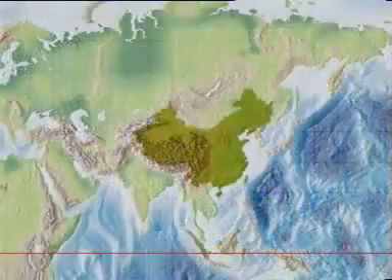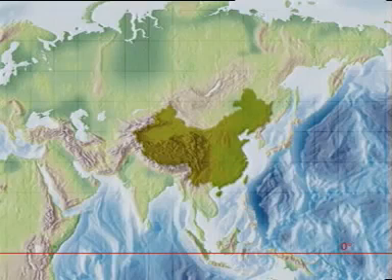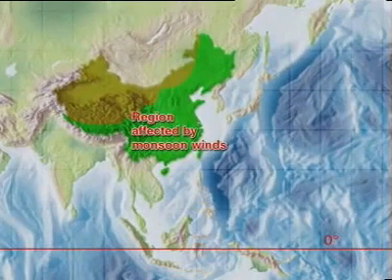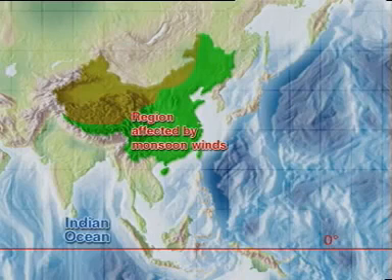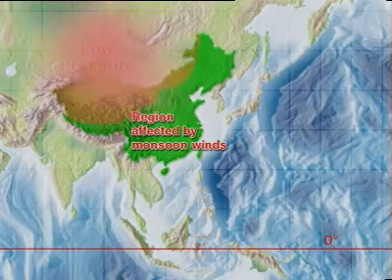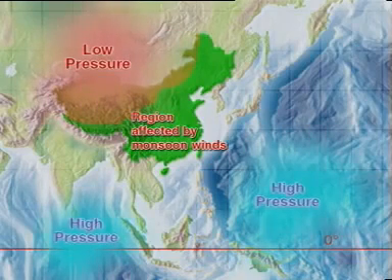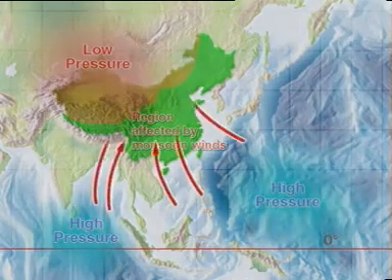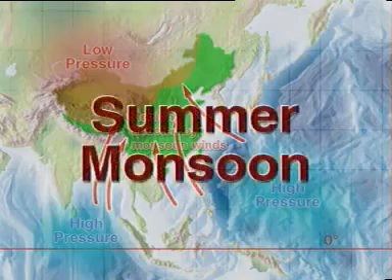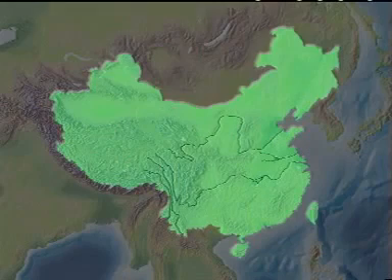Now let's talk about the influences of monsoon winds on the climate of China. China is situated on the eastern side of the Eurasian continent, facing east to the largest ocean in the world, the Pacific Ocean. China also faces south to the Indian Ocean. In summer, low-pressure systems develop above the Eurasian continent, while high-pressure systems form over the Pacific Ocean and Indian Ocean. Moisture-filled warm winds blow from the oceans to the Eurasian continent. These winds are the summer monsoon winds. The summer monsoon winds bring abundant rain to China.